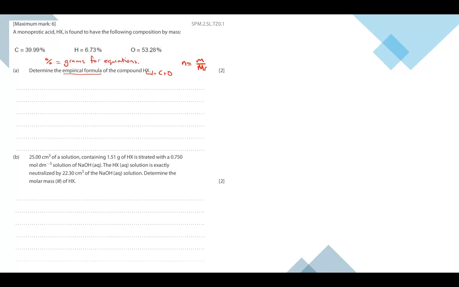So n equals mass over molar mass. We don't have masses here, but we can use the percentage as grams for our equations. We just assume that you have 100 grams of the whole thing. Therefore, 6.73% of that is 6.73 grams. Mr we get from the periodic table, and moles is what we're then going to calculate.